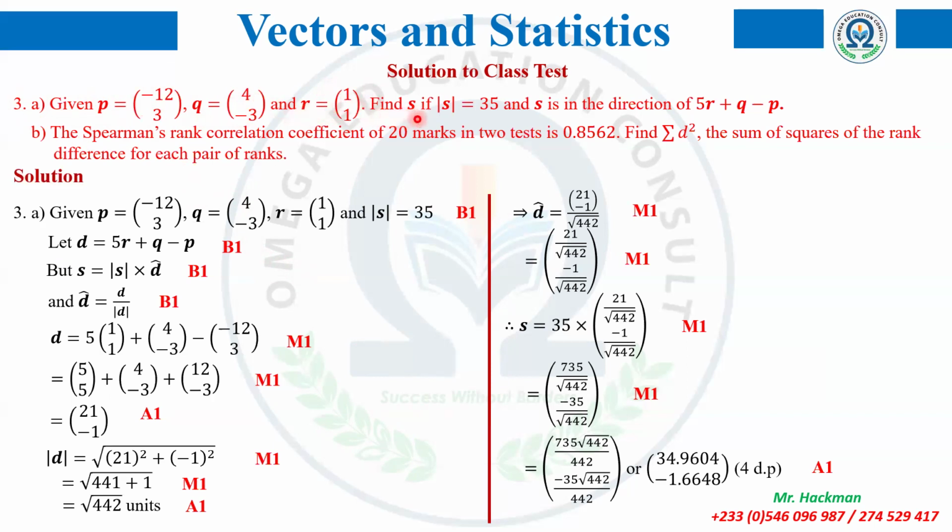Okay, and find S if the magnitude of the vector S, so if this is a vector S because it's bold, is equal to 35, and S is in the direction of. So this is the directional or direction vector. Take notes. Okay, so here, as usual, after reading the question, you come and extract.